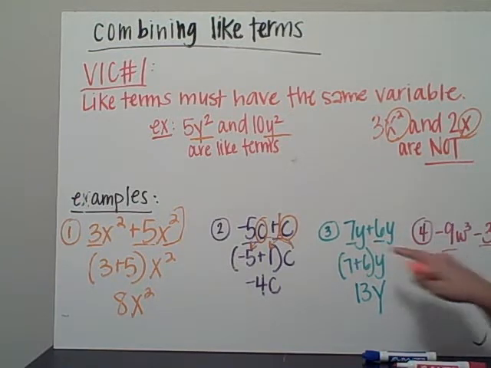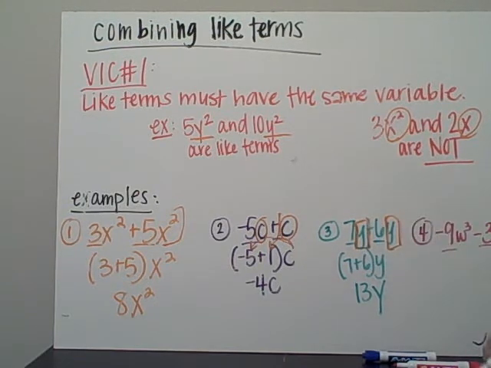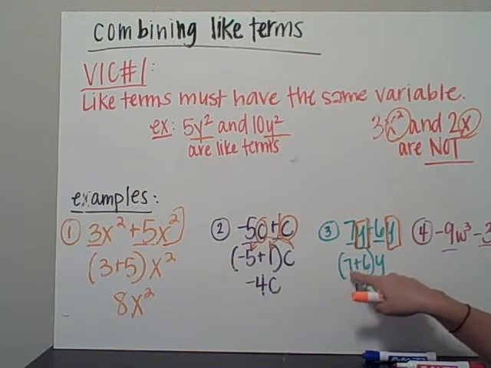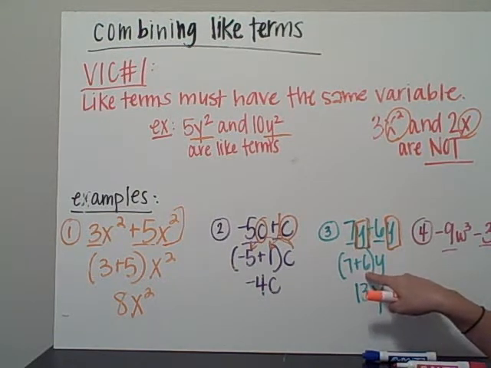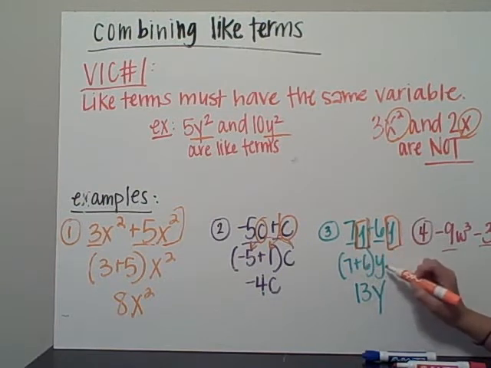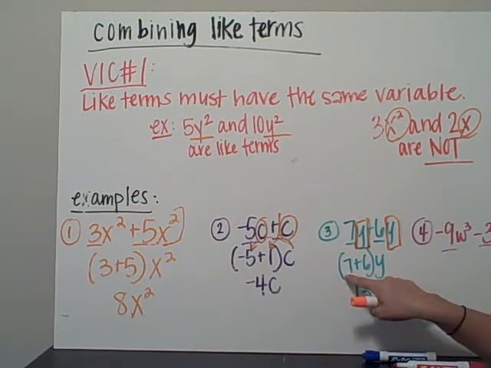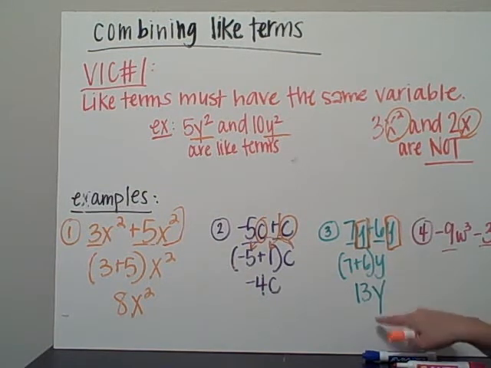Number 3, 7y plus 6y. Well, they have the same variable, y, so we can combine 7 plus 6, the quantity, times y. Remember, this works because when you distribute, you get 7 times y plus 6 times y. Add 7 and 6 together, our answer is 13y.